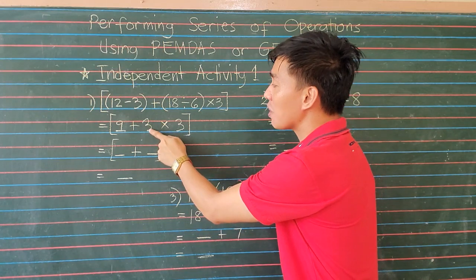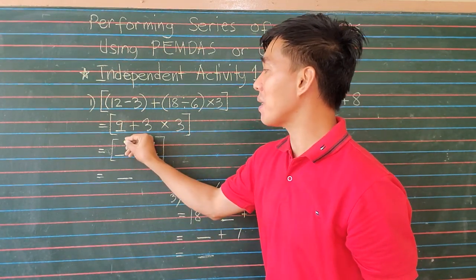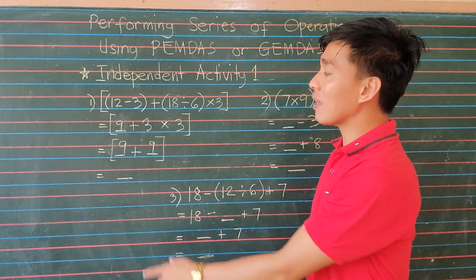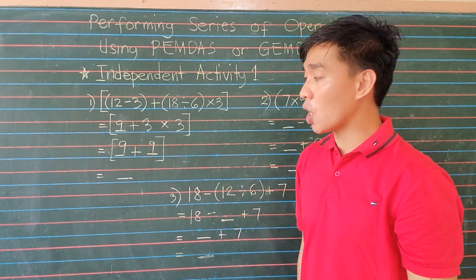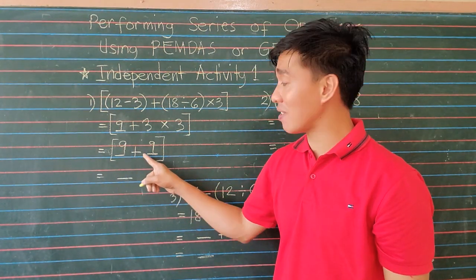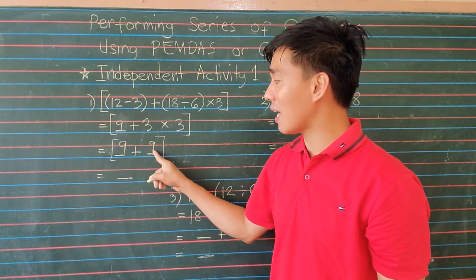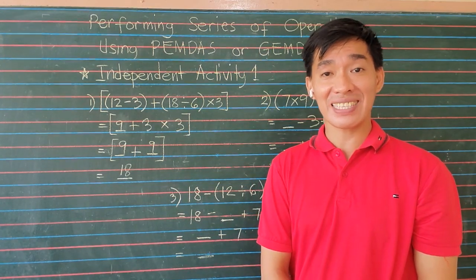So here, 3 times 3, the answer is 9. Then you just copy 9. We still have here operation inside the bracket. So, we have the last operation, which is addition. This one would be easier now. So 9 plus 9, the answer is 18. So the final answer is 18.